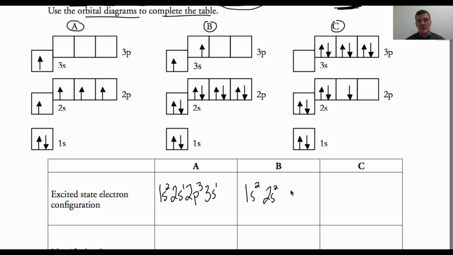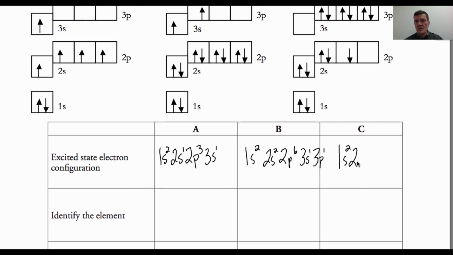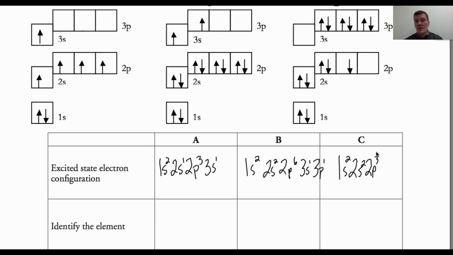Yes, we have the 2p full, 2p6, but the 3s only has 1, as does now the 3p. For C, you've got 1s2, 2s2, 2p3. Usually it's 6 if it's full, so these other electrons got moved up. There's no 3s. 3s is void, so I'm not even going to put it. And then you've got 3p6.